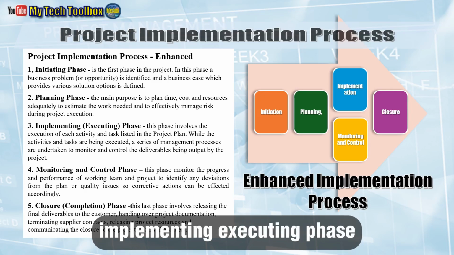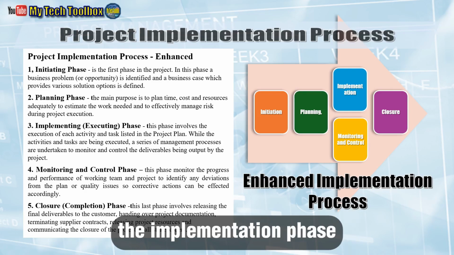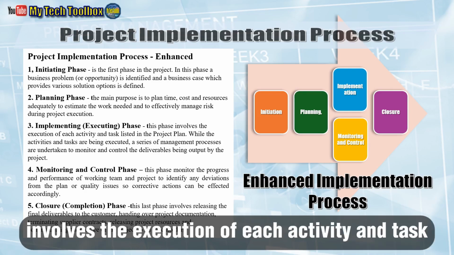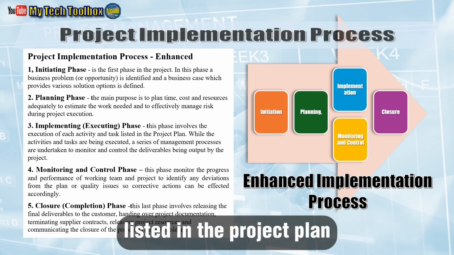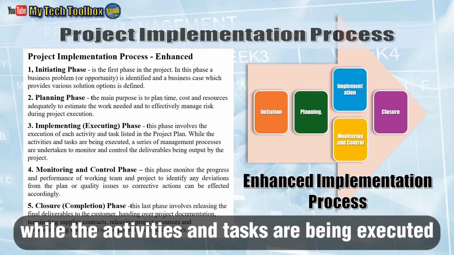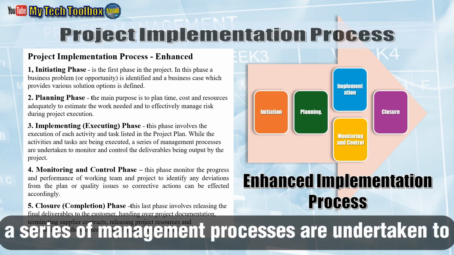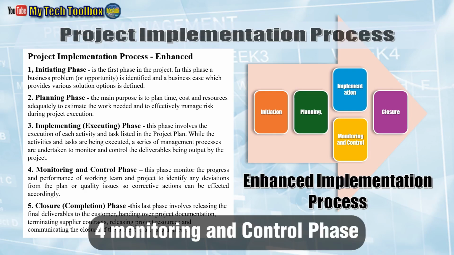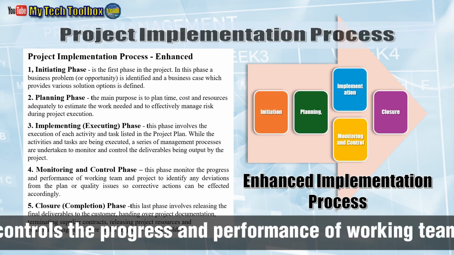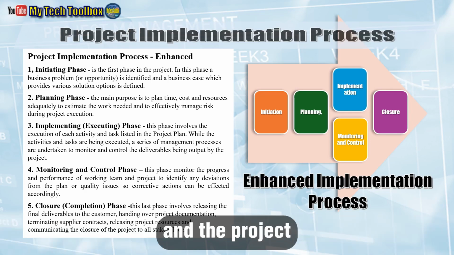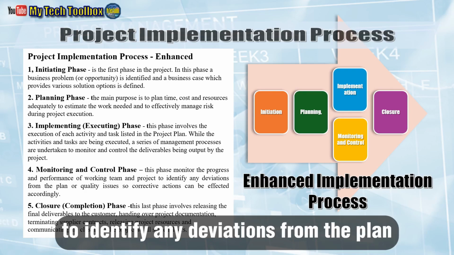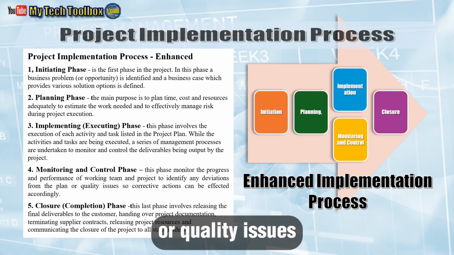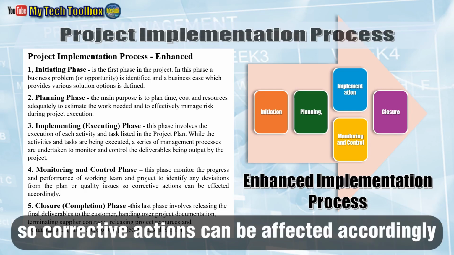3. Implementing, executing phase. The implementation phase involves the execution of each activity and task listed in the project plan. While the activities and tasks are being executed, a series of management processes are undertaken to monitor and control the deliverables being output by the project. 4. Monitoring and control phase. This phase monitors and controls the progress and performance of the working team and the project to identify any deviations from the plan or quality issues, so corrective actions can be effected accordingly.